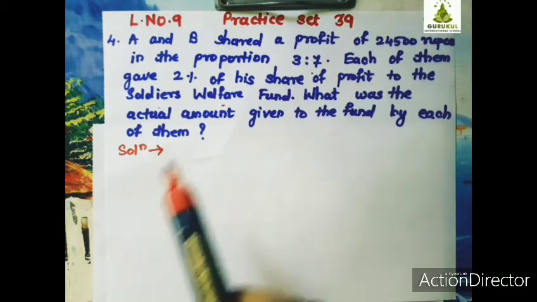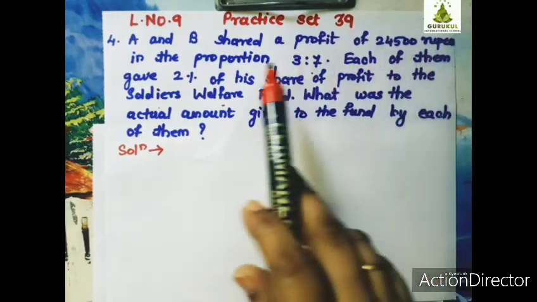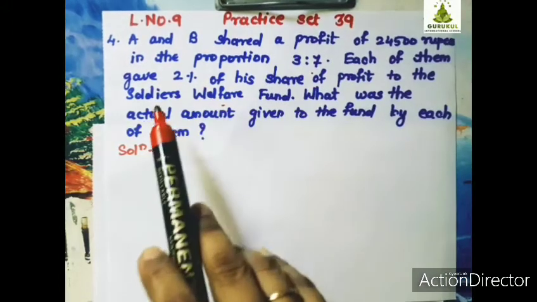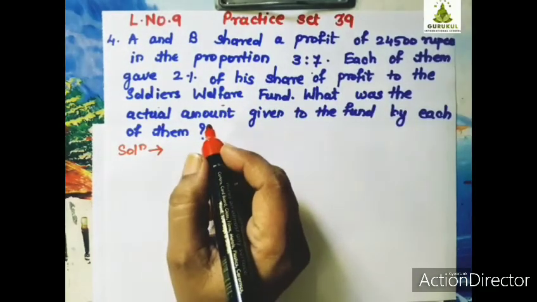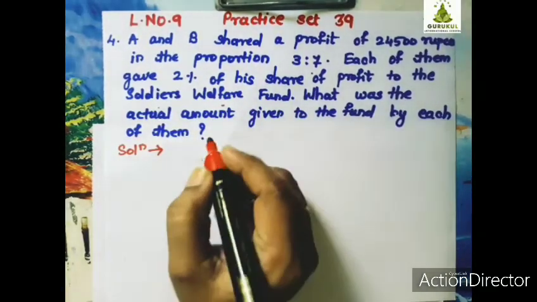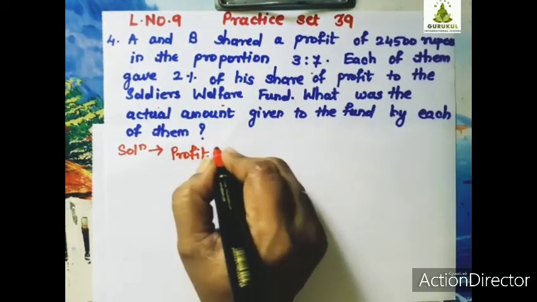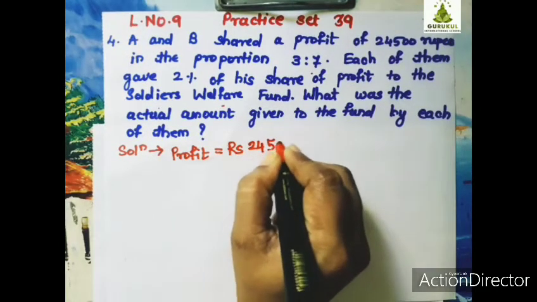Now here we have been given the total amount of profit, then the proportion in which they got the profit, correct? And of that profit, 2% they gave to the Soldiers' Welfare Fund. So we have to find out the actual amount they gave to the fund. So first we'll write down the given data. Total profit is equal to rupees 24,500. So that we will write first.